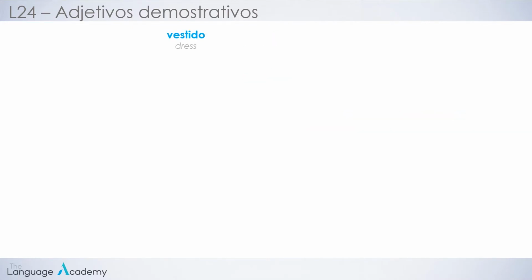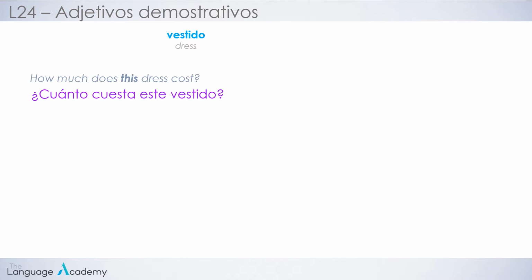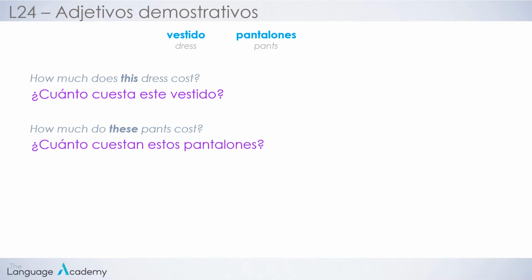Now, let's use the word vestido. How would you ask, how much does this dress cost? ¿Cuánto cuesta este vestido? Using the word pantalones, how would you ask, how much do these pants cost? ¿Cuánto cuestan estos pantalones?